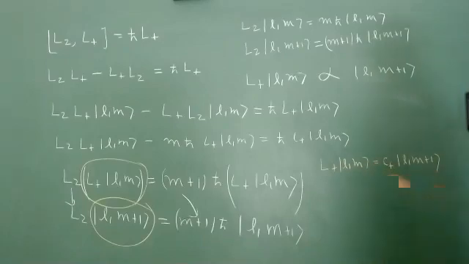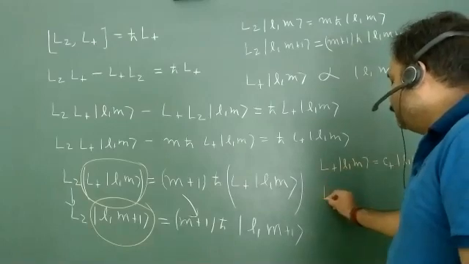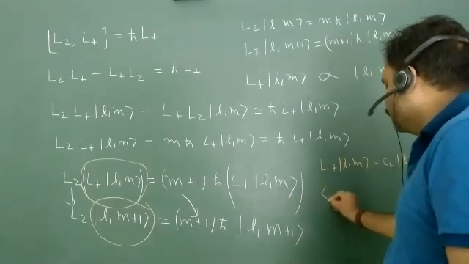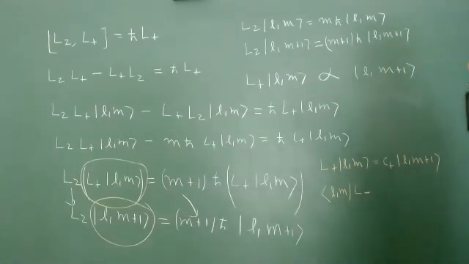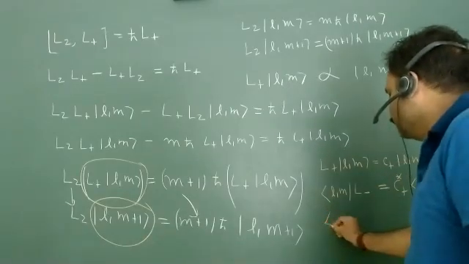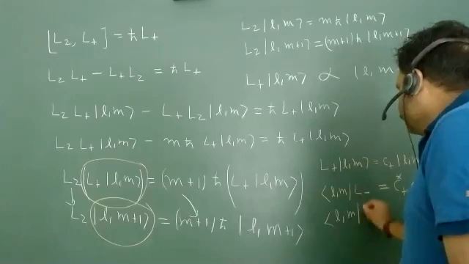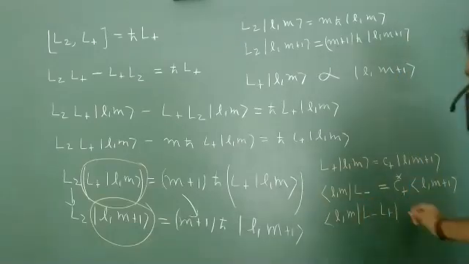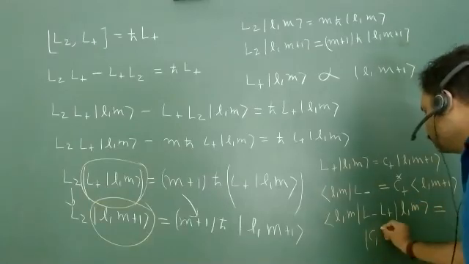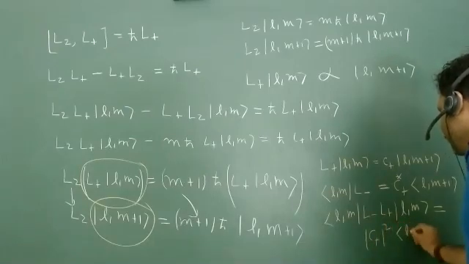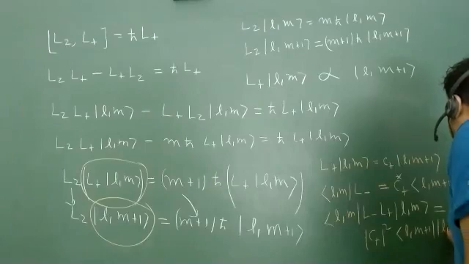When we take the bra of this, it will be L+ dagger. This ket changes to a bra ⟨l,m|, and this L+ converts to L−, because they are Hermitian conjugates, and this will be C+ star with ⟨l,m+1|. Now we multiply all these things. So what do we get? We get ⟨l,m|L−L+|l,m⟩ equal to |C+|² times ⟨l,m+1|l,m+1⟩.